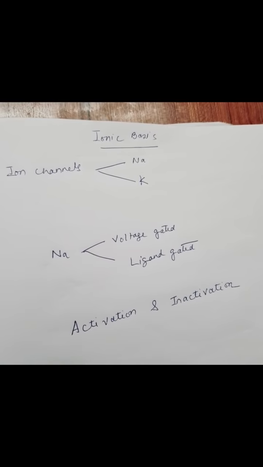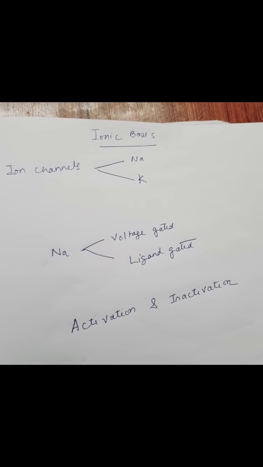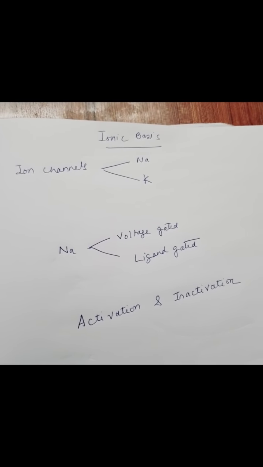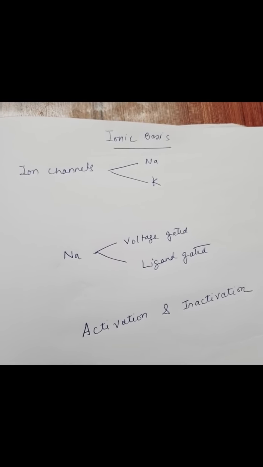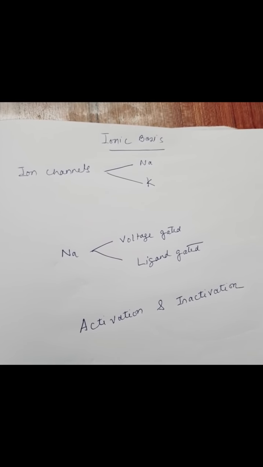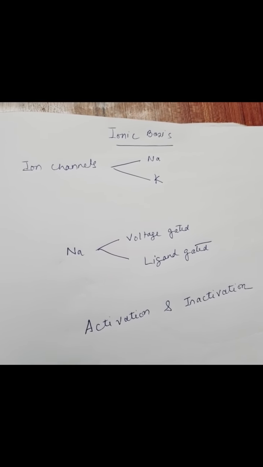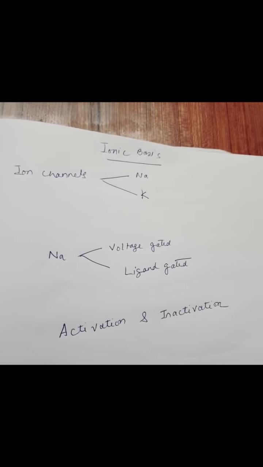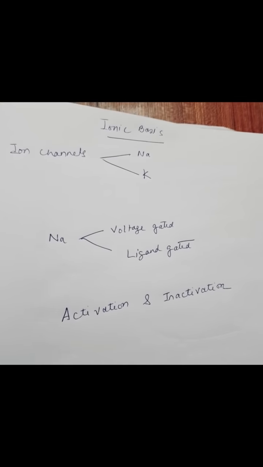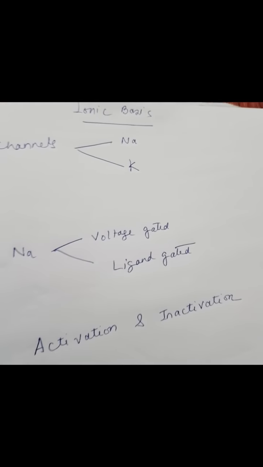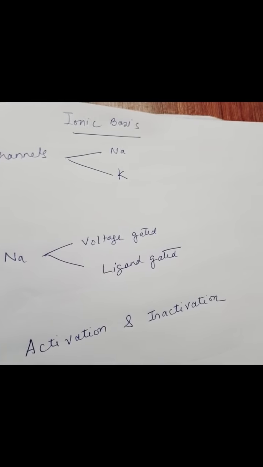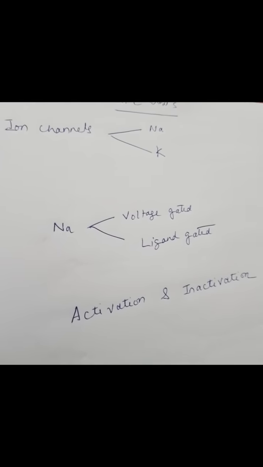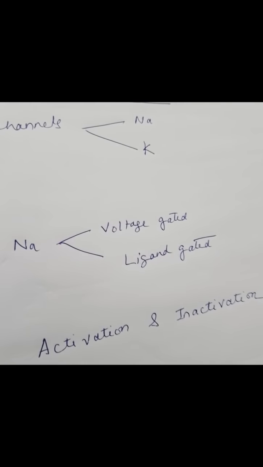These ions cannot cross the membrane on their own, so the ion channels form pores which allow the passage of these ions. Okay, so these are basically membrane proteins. We are concerned about the sodium and potassium channels, and the sodium channels which we are concerned about here are the voltage gated channels and the ligand gated channels. Mainly the sodium channels are voltage gated and ligand gated. Here we are concerned about the voltage gated channels.